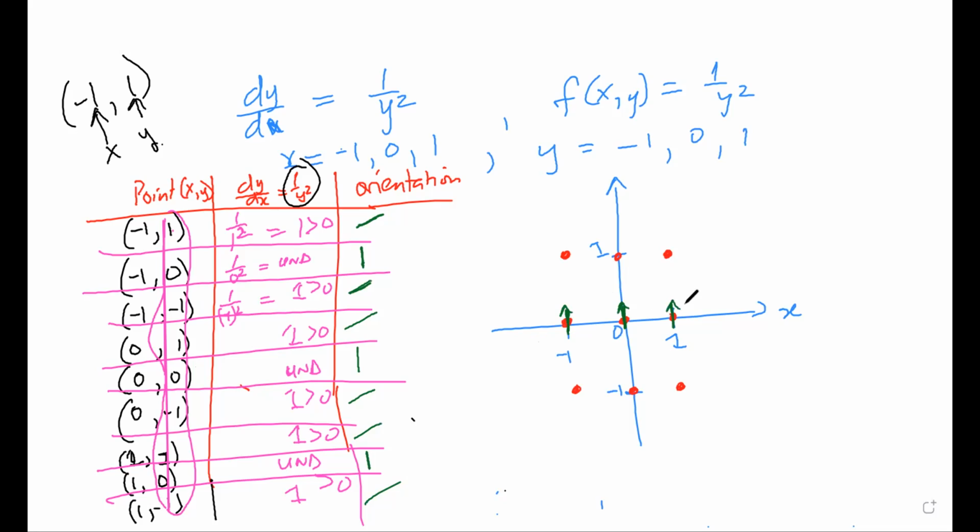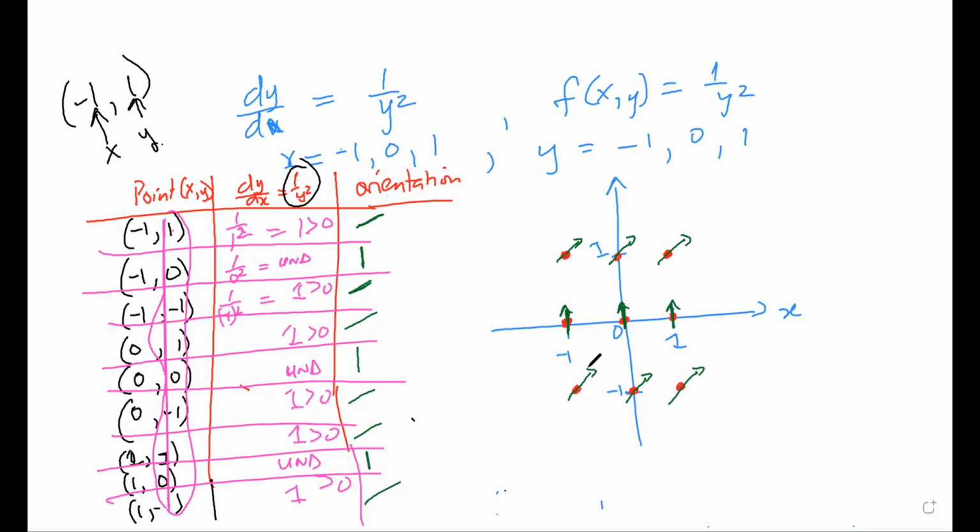Now at all others, the derivative is equal to 1. So the slope forms a 45-degree angle from the horizontal and the vertical axis at every point. So we're going to have something like this. And there we are. We now have our direction field.